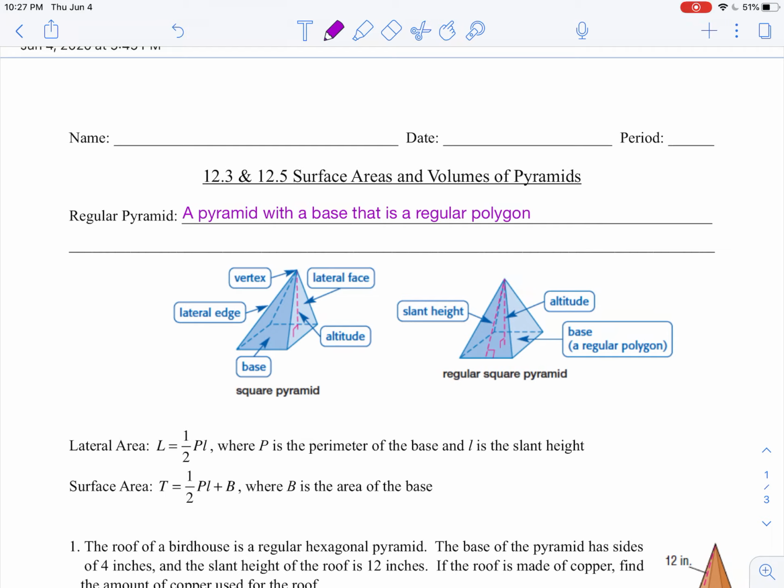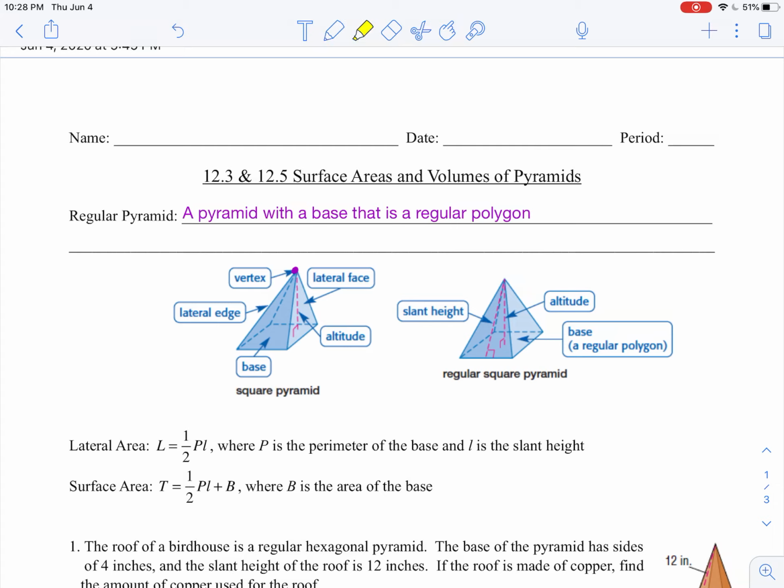Every pyramid has one base. All of the other sides are called lateral faces, and those lateral faces intersect at a common point called the vertex. A pyramid can be called a regular pyramid if its base is regular, meaning that all of the sides are the same.